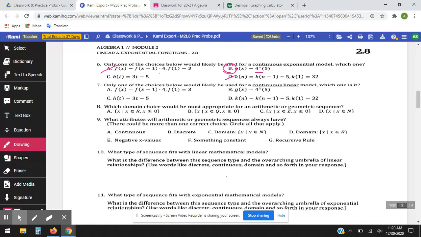7, only one of the choices below would likely be used for a continuous linear model. Well, if it's continuous, we again need explicit. So that crosses out A and D. And we want linear this time. We know we need to have that multiplication. So it must be C on this one.